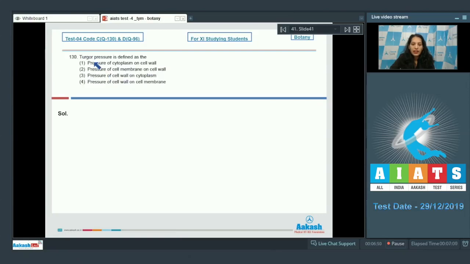Question number 130. Turgor pressure is defined as the. Turgor pressure is the pressure of the cytoplasm applied on the cell wall. So the correct option for the given question is option number 1. Let's move to the next question.